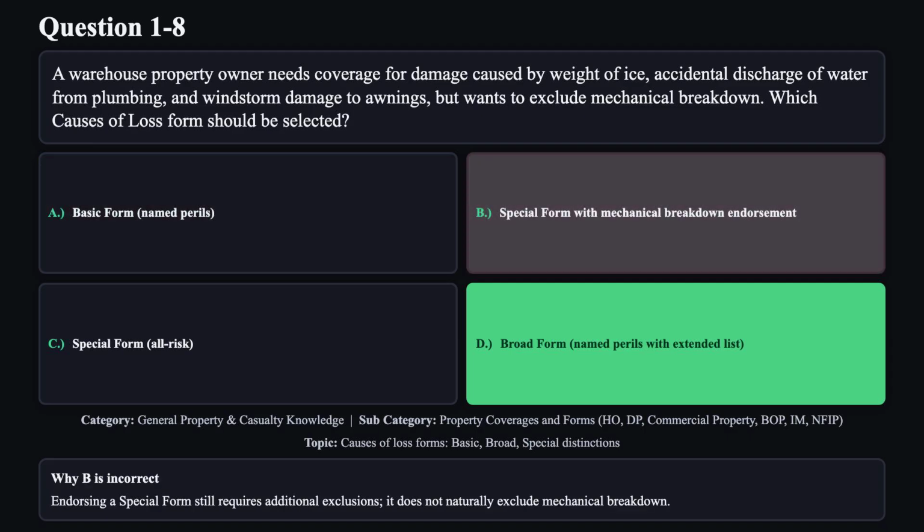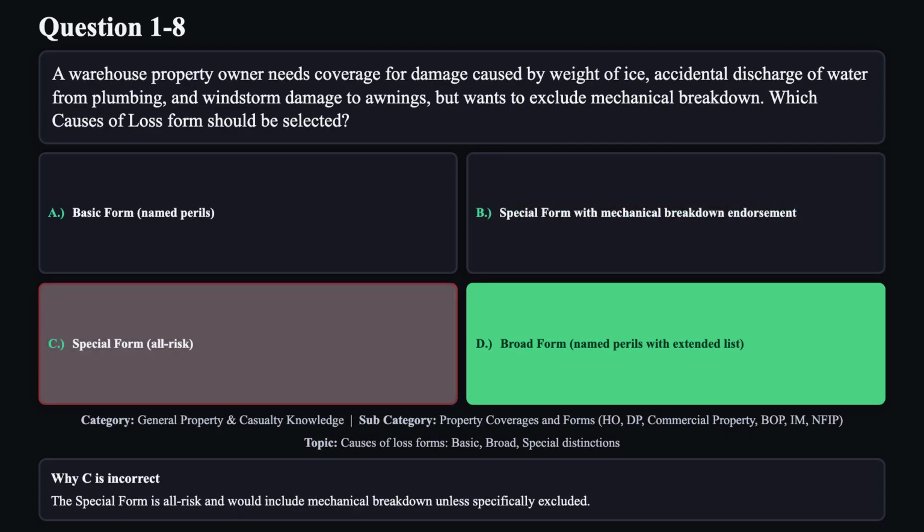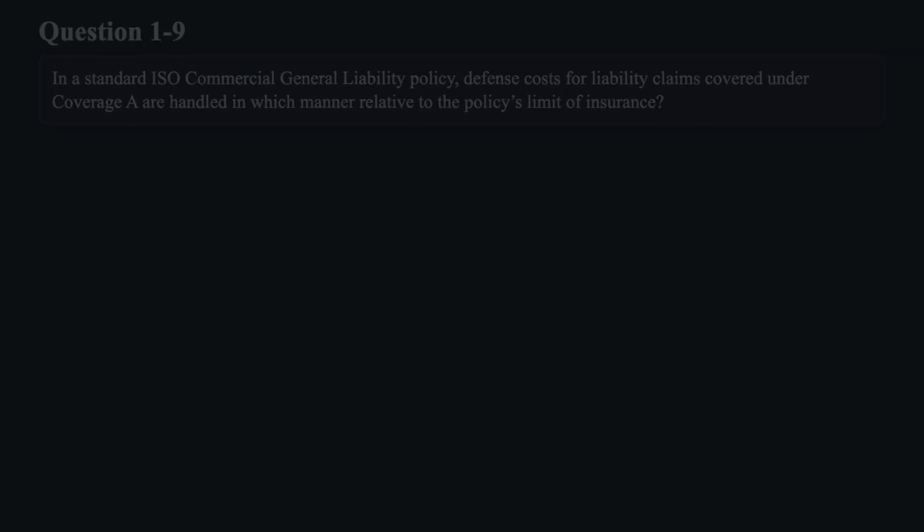Reason B is not correct. Endorsing a special form still requires additional exclusions. It does not naturally exclude mechanical breakdown. Reason C is not correct. The special form is all risk and would include mechanical breakdown unless specifically excluded.